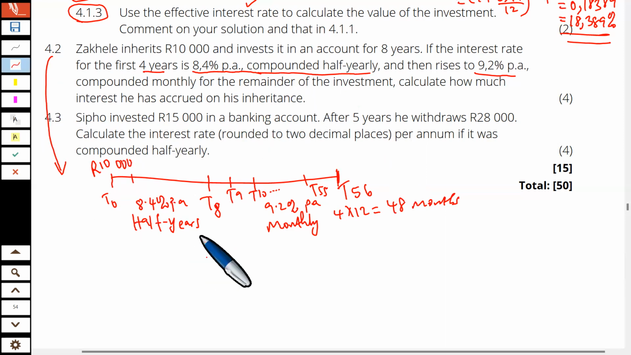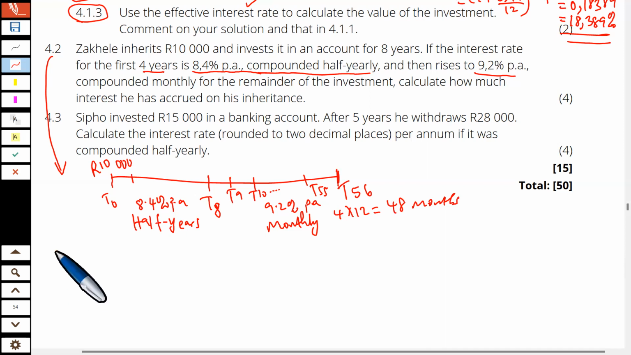Right, so you have this here. Okay, so we're gonna check your answer, please. In the charts I can see 0.67, but let's just check together. So obviously here in the 4.2 part, I was saying 10,000 is invested. Zakari inherits 10,000 invested in an account for 8 years. If the interest rate for the first 4 years is 8.4% compounded half yearly, and then rises to 9.2% compounded monthly for the remainder of the investment, calculate how much interest he has accrued on his inheritance.